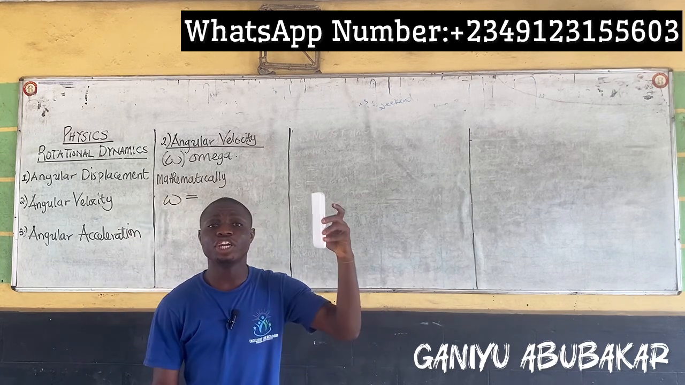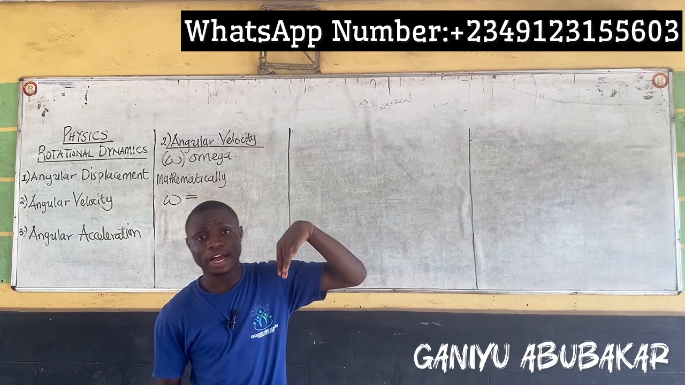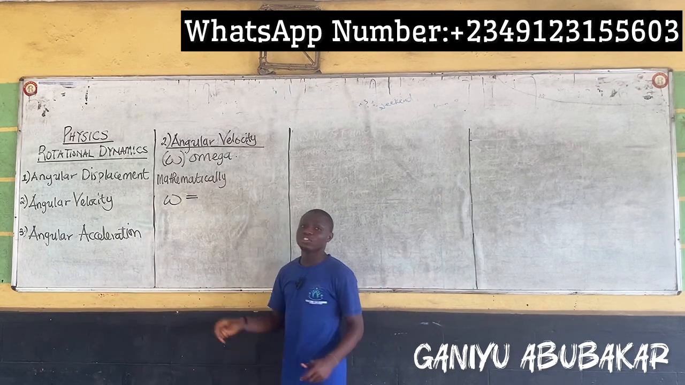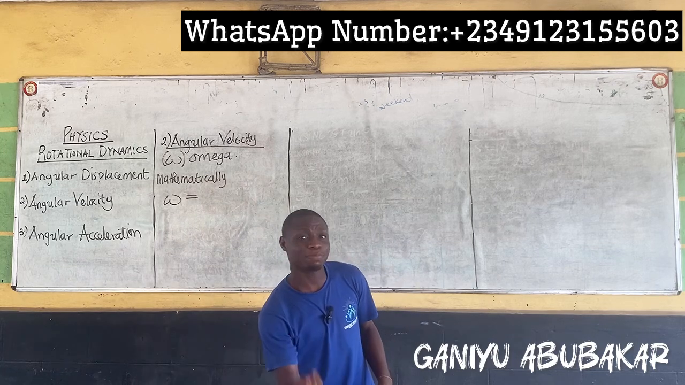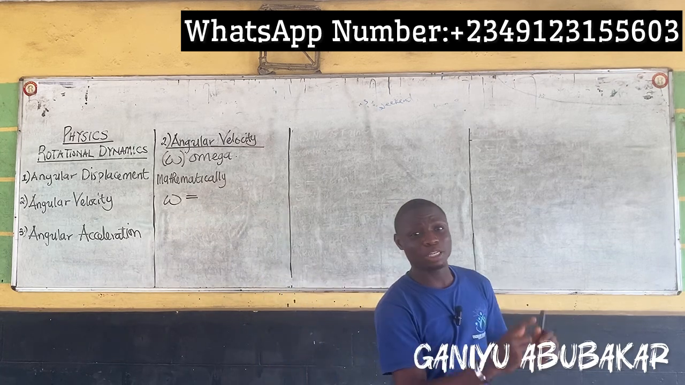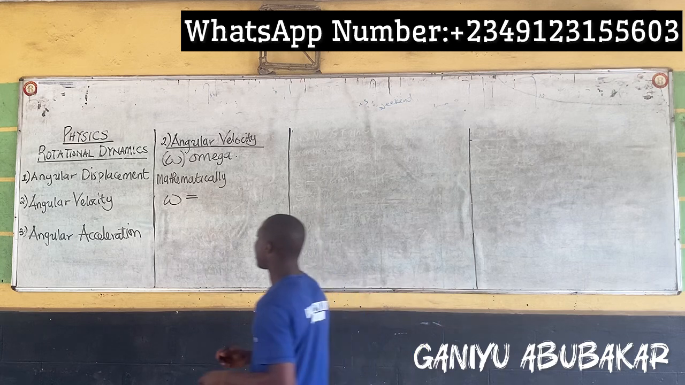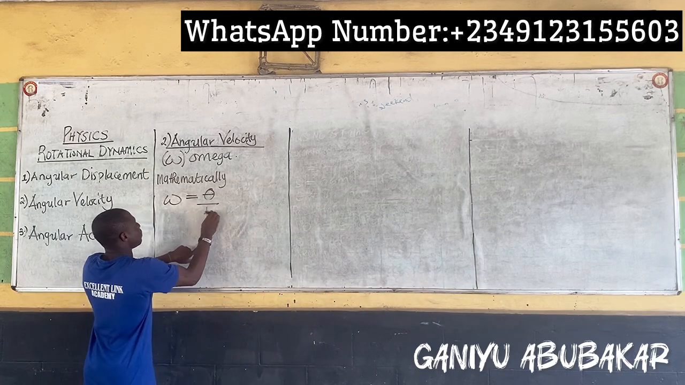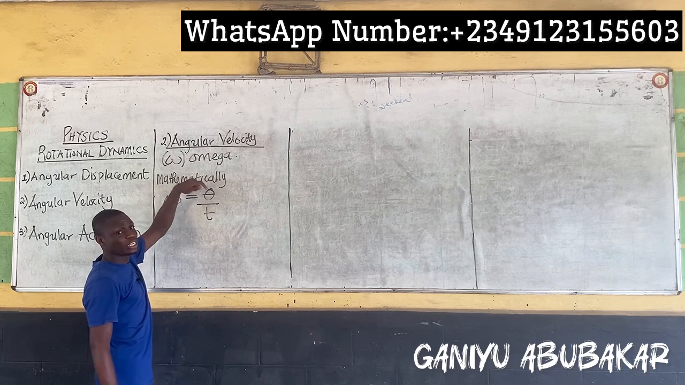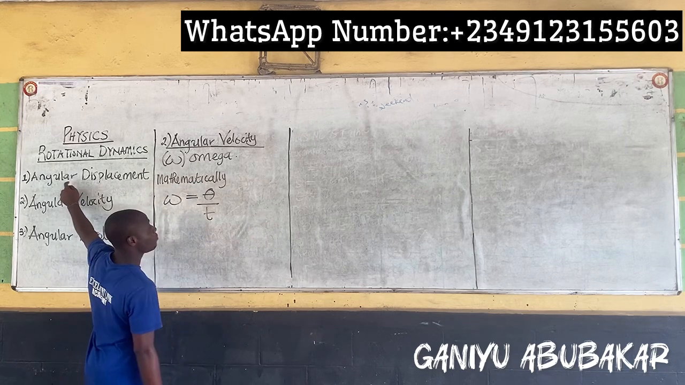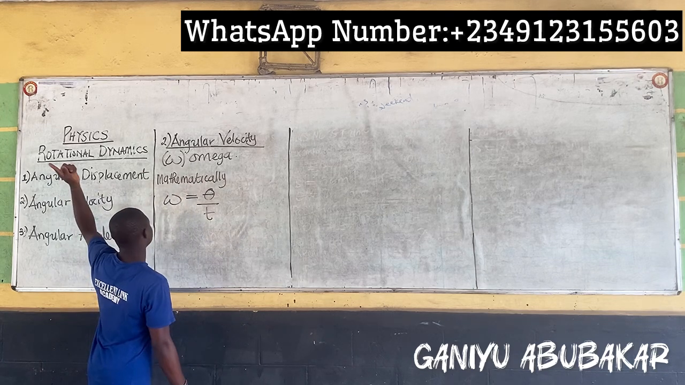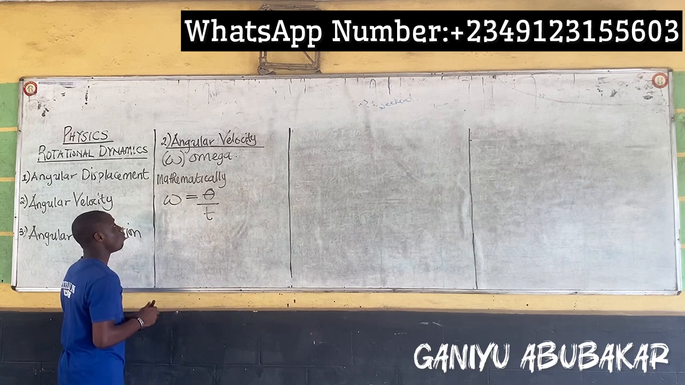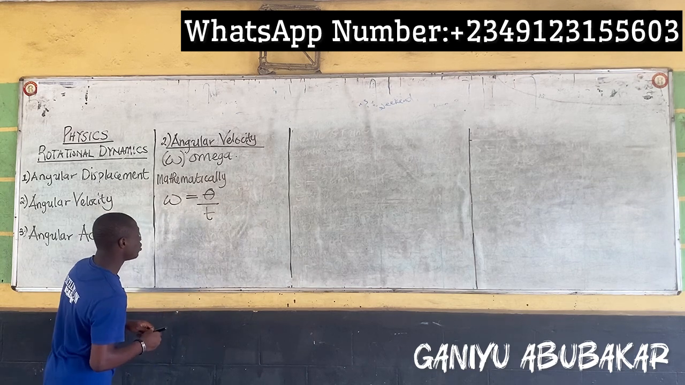If I say a quantity's rate of change, it means that quantity over time. And I'm saying that angular velocity is the rate of change of angular displacement. That becomes angular displacement over time. That's theta over time. Angular displacement is theta, as we said from our previous concept. So this becomes the mathematical expression for angular velocity.